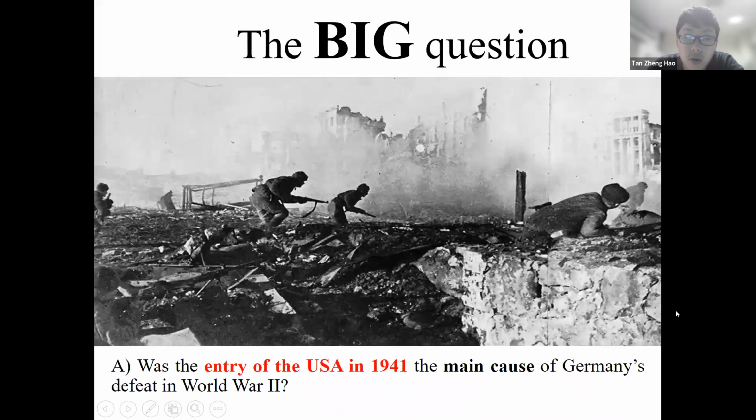You can see here a possible sample question: was the entry of the USA in 1941 the main cause of Germany's defeat? The entry of the USA in 1941 is one of the causes of Germany's defeat. You'll see in this chapter there are at least two other big factors, and we'll need you to understand what the factors are about and how they caused the defeat. So you have to explain the logic.